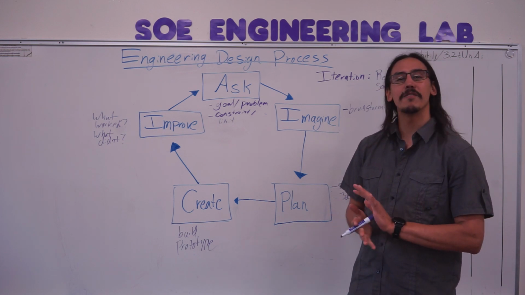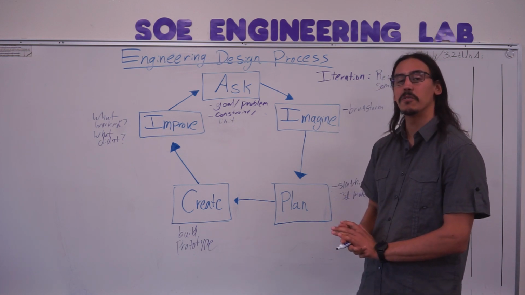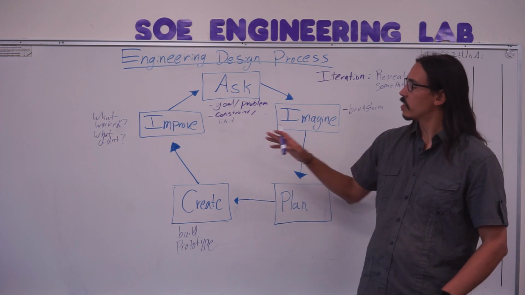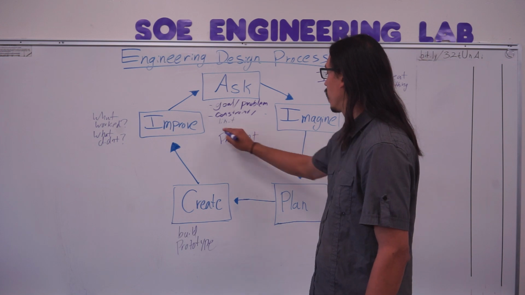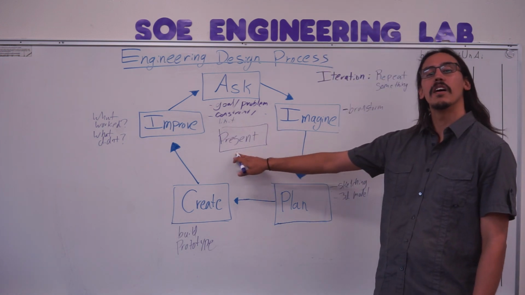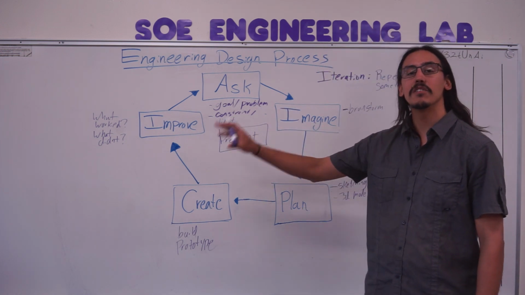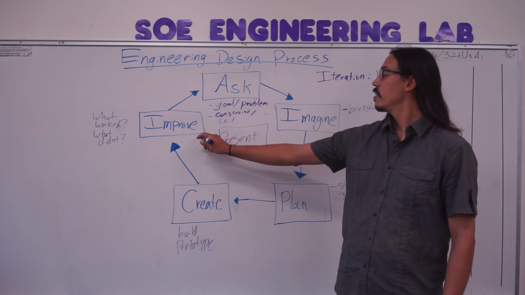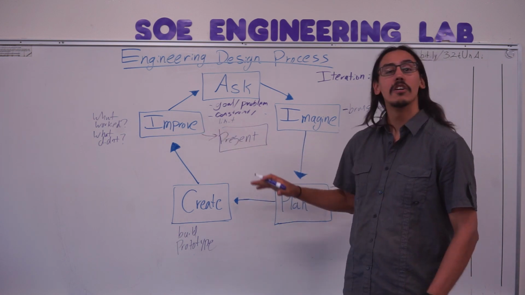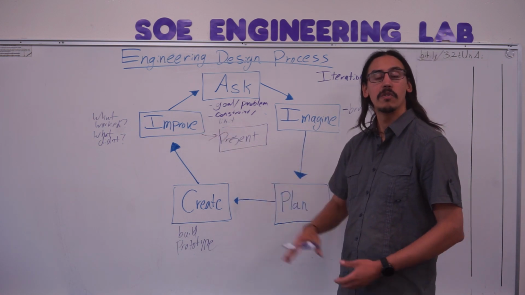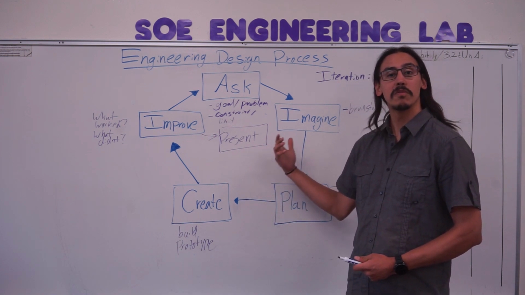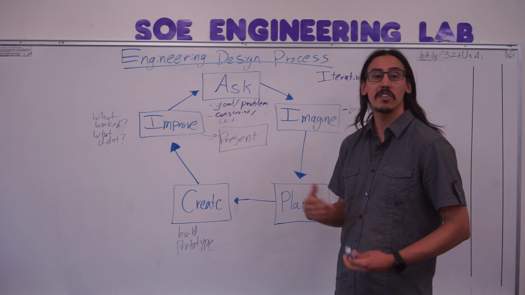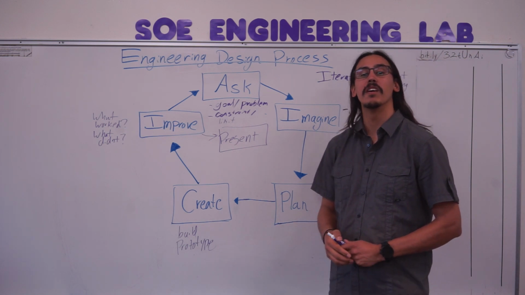Now, there is kind of a sixth step to this too, that sort of breaks the cycle, and that is presenting. Because once an engineer has their solution, you can show it to other people. You can show how your design works. You can actually sell it if it's something like a car or a product that's going to be given to the public.